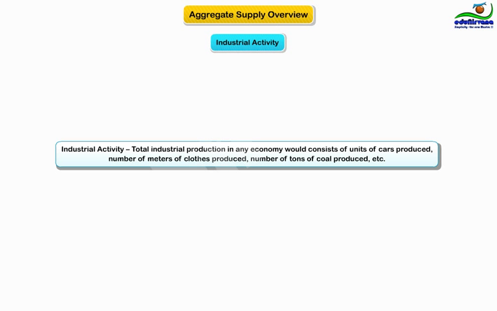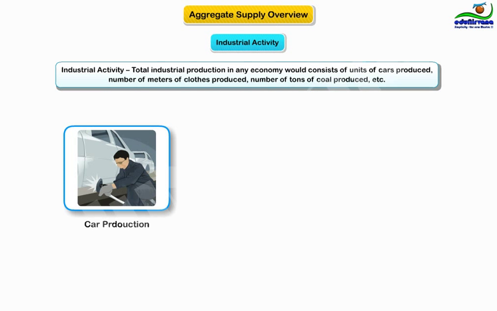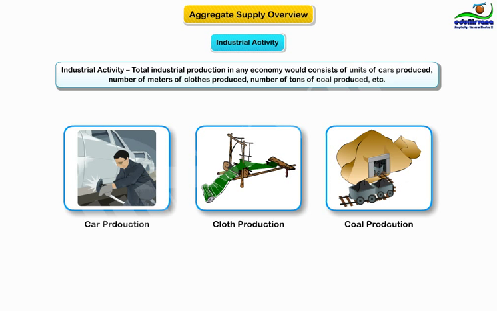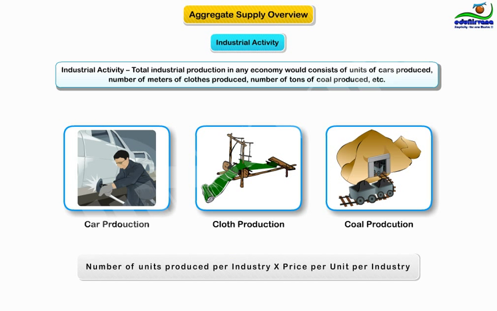Total industrial production in an economy would consist of units of cars produced, number of meters of clothes produced, number of tons of coal produced, etc., right? In order to compare across industries and also to arrive at an individual or overall growth number, one has to get them to the same base.